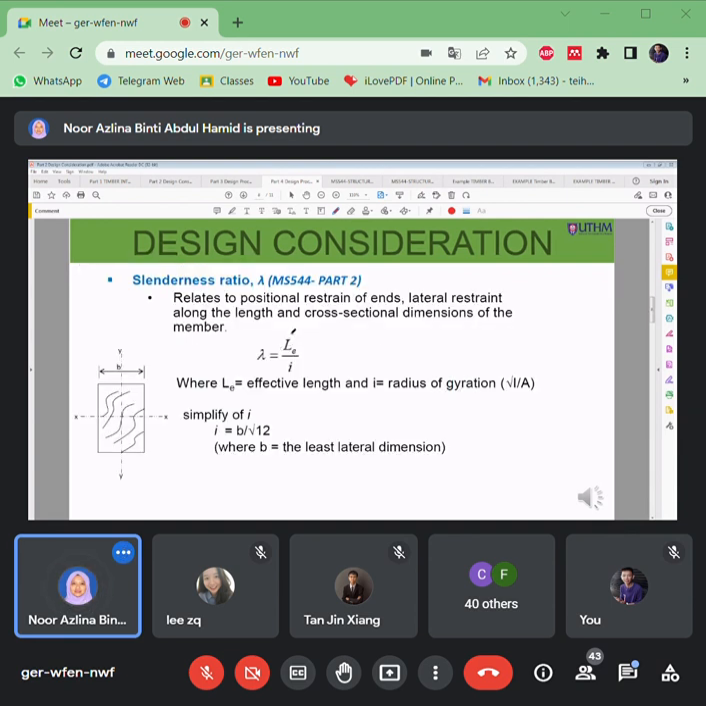From the L effective, it will be used in order to calculate the slenderness ratio for that column. So columns are more related to the slenderness ratio, where slenderness ratio is equal to L effective divided by i. Here i is the radius of gyration. So this is the equation for the i.